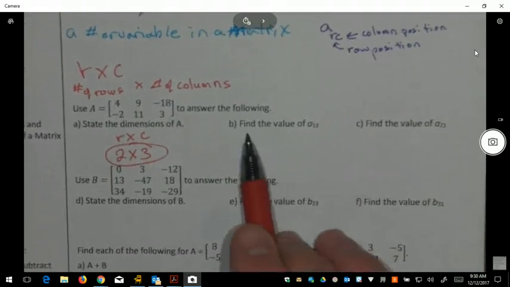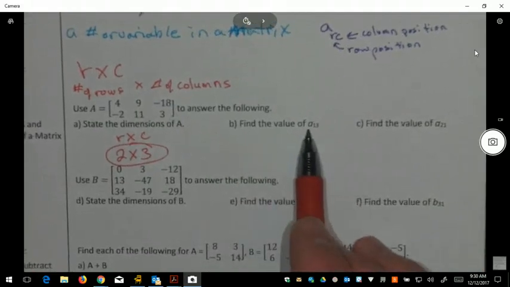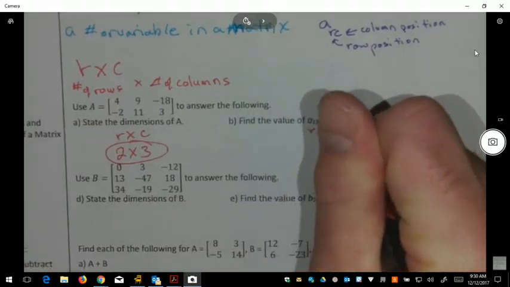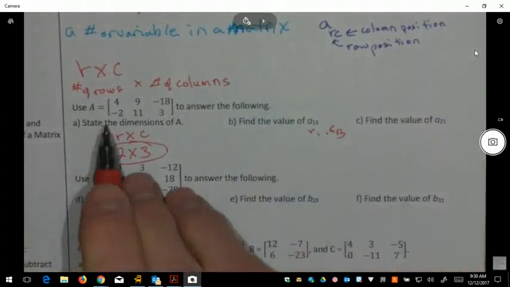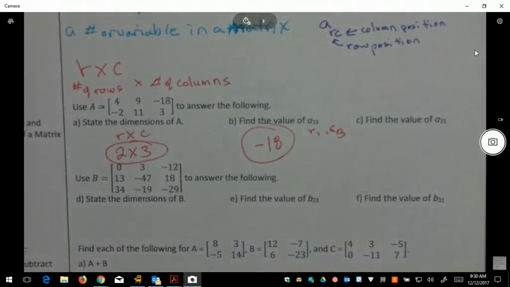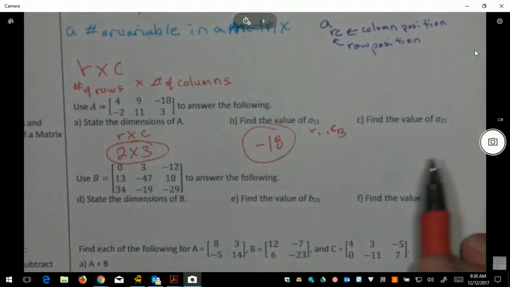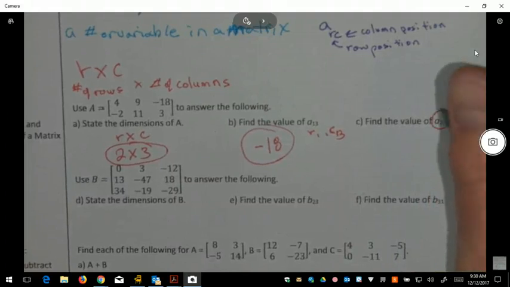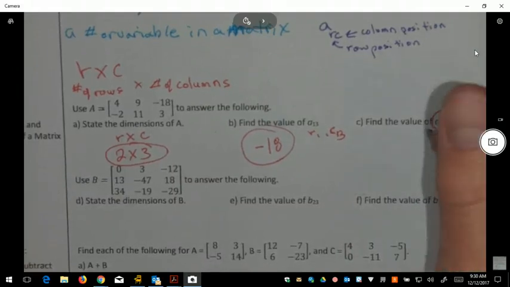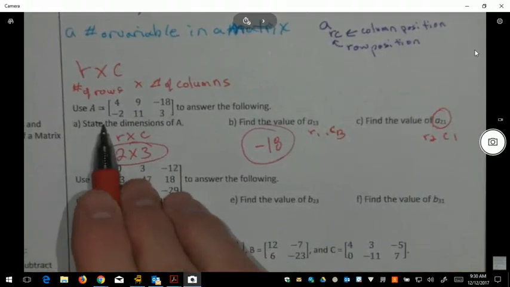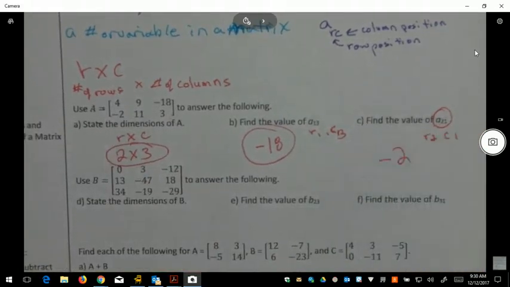Letter B says find the value of A subscript 1, 3, not A sub 13, but A subscript 1, 3. That means I need to go to row 1, column 3. Row 1, column 3, the element is negative 18. Find the value of A sub 2, 1, not A sub 21, but the element located at A sub 2, 1, which means row 2, column 1. Row 2, column 1 is negative 2.